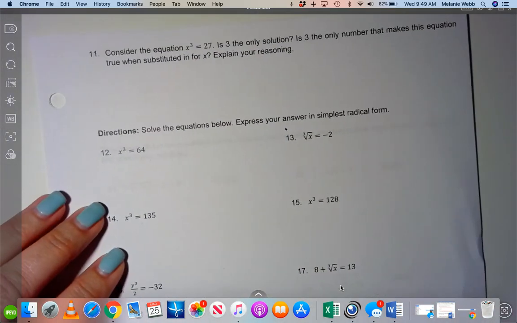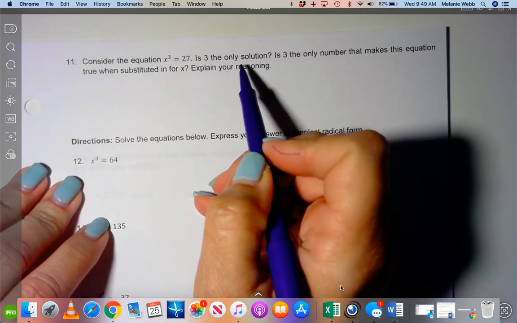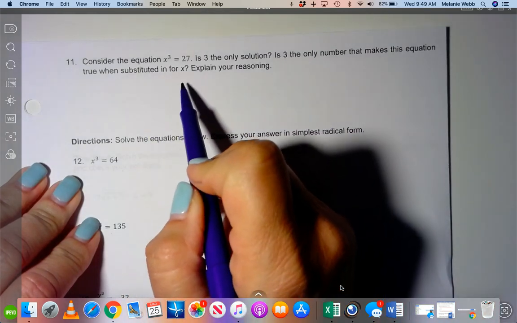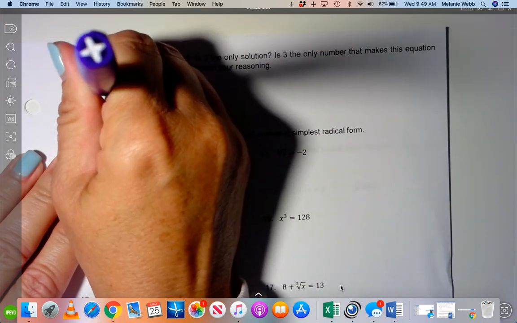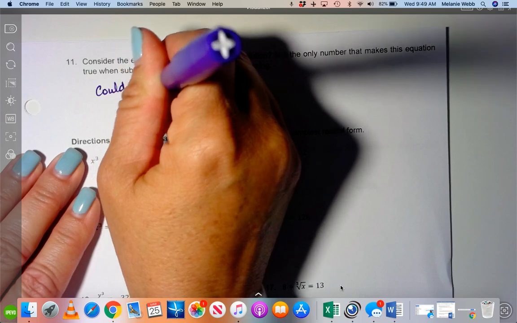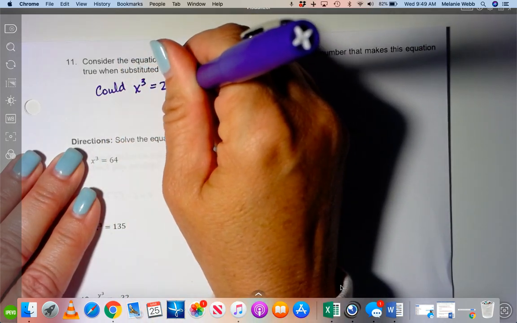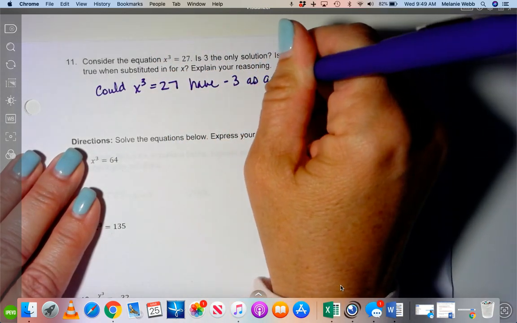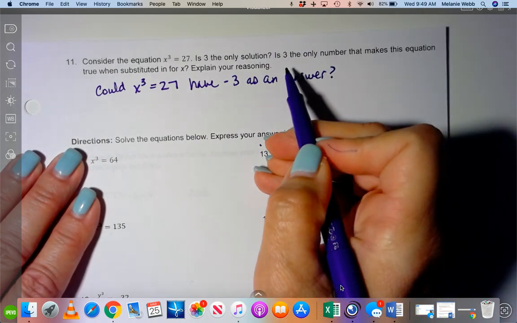So consider the equation x cubed equals 27. Is 3 the only solution? Is 3 the only number that makes this equation true when substituted for x? Well, I guess the other option would be, could x cubed equal 27 have negative 3 as an answer? That's really what it's asking, right? Like, is 3 the only number, or could I use negative 3?